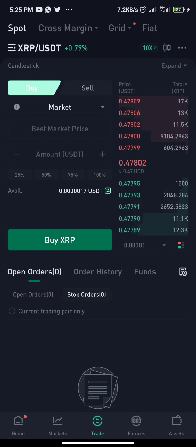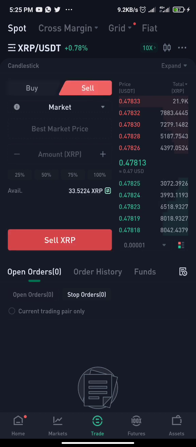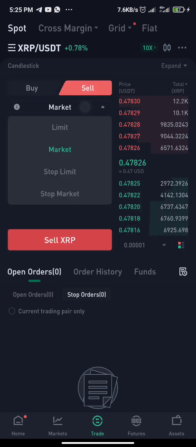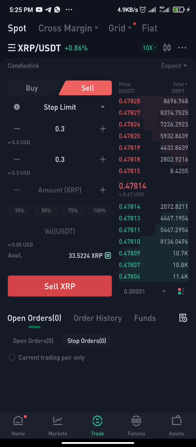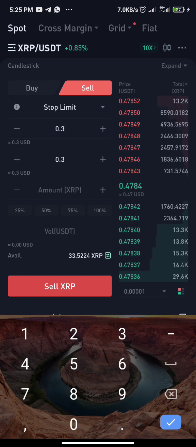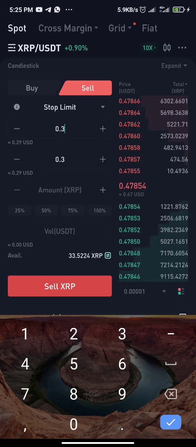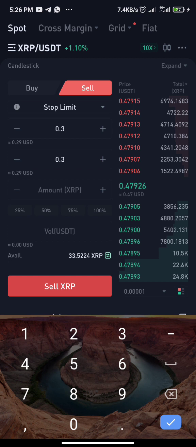Let's go with stop loss first. For you to set your stop loss, you choose the sell button, then you go with stop limit. Currently I bought at the current market price, which is 0.47. So maybe I want to set my stop loss to 0.45. When price gets to 0.45, I don't want to be in this trade anymore. Just stop me out. If price continues to fall and it falls to 0.45, take me out of this trade.